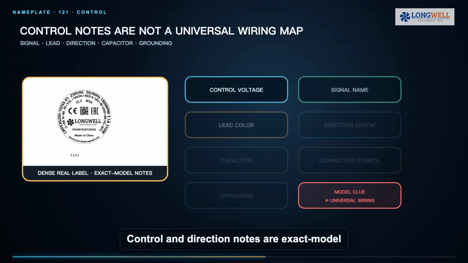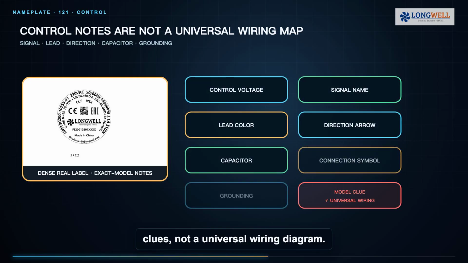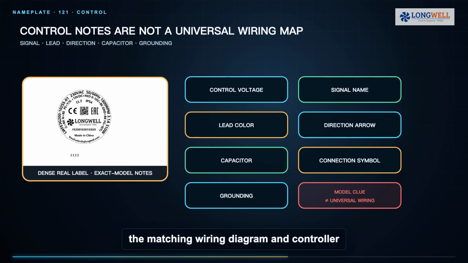Control and direction notes are exact model clues, not a universal wiring diagram. A label may mention a control voltage, signal name, lead color, rotation arrow, capacitor, connection symbol, or grounding mark. Those entries must be reconciled with the matching wiring diagram and controller documentation. Never copy a lead color, terminal role, capacitor value, or direction change method to another motor family.